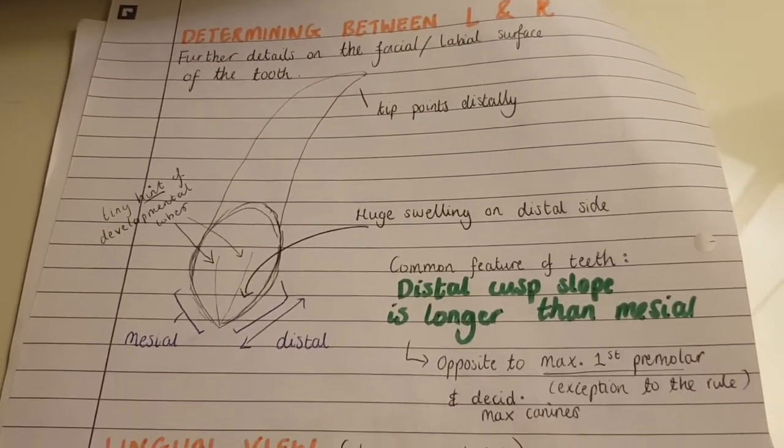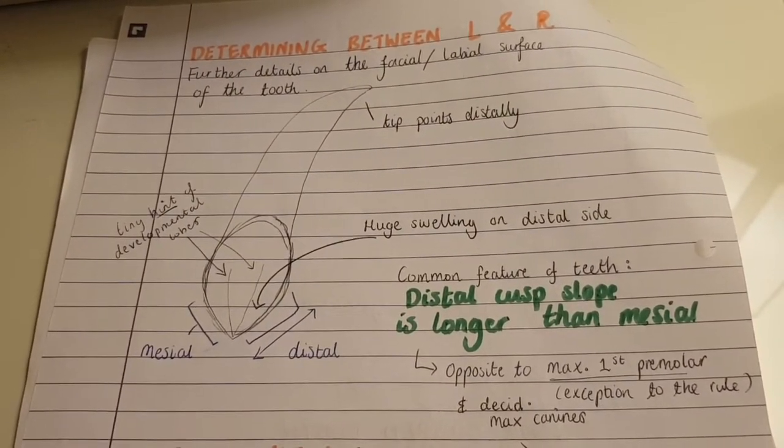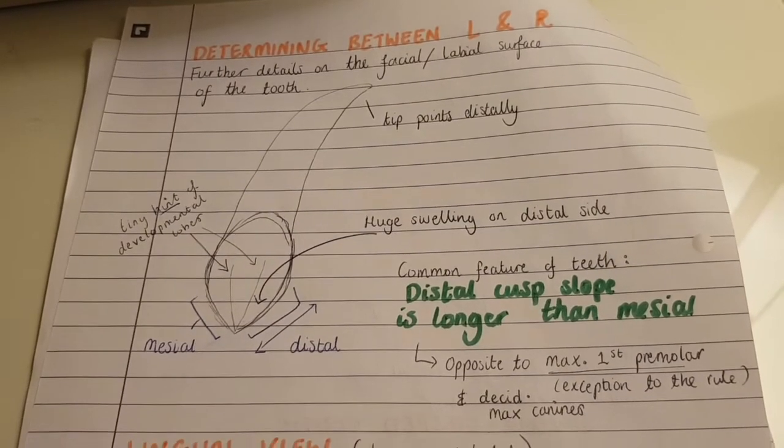Now for determining between left and right, for the upper maxillary teeth, please note I'm stressing upper here, we can look at the direction that the root tip bends. I wouldn't always trust this, but in 99% of cases the tip of the roots point distally, as for many of the teeth. And then also for many of the teeth, the distal cusp slope is slightly longer than the mesial cusp slope.